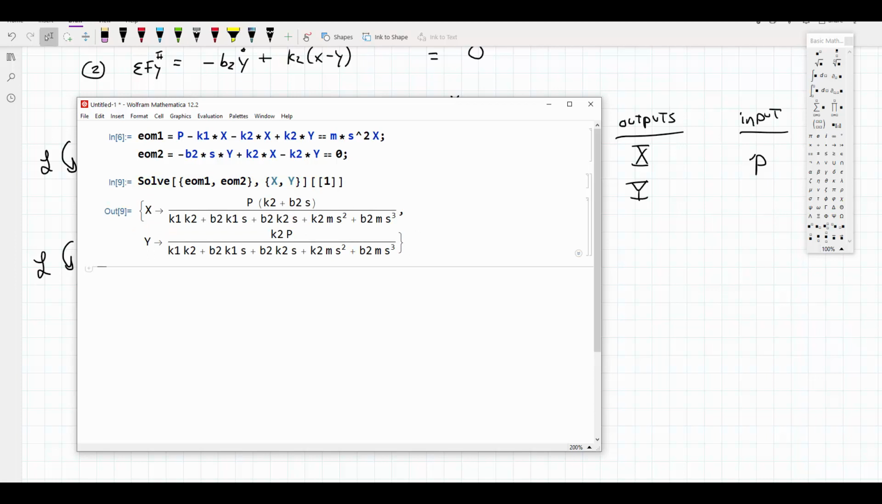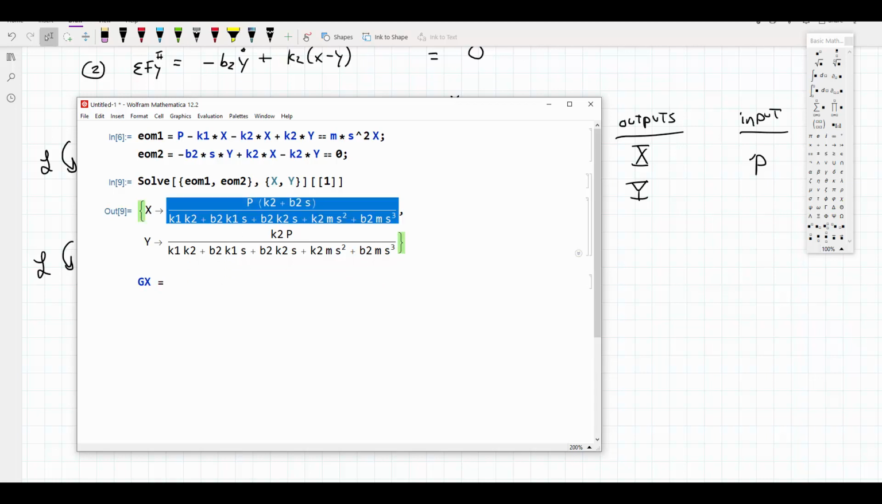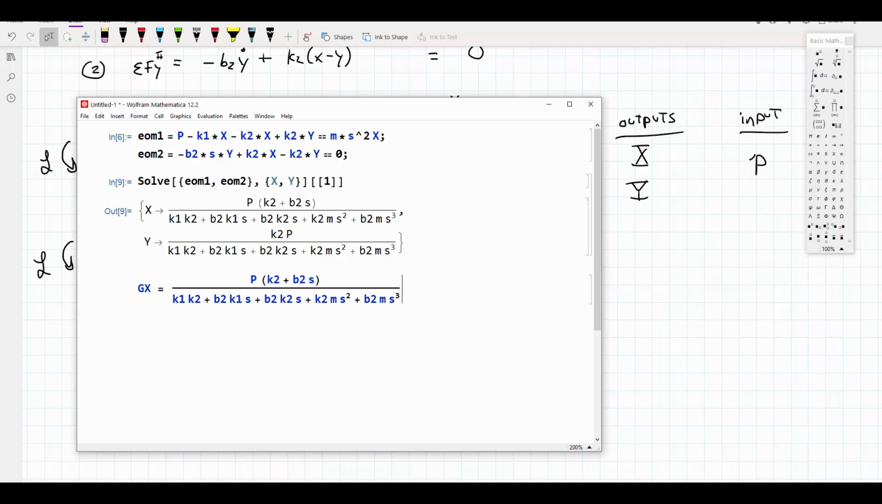All right, now I don't quite have my transfer functions yet because I have this p on the left-hand side. So what I can do now, I will do this manually. I will say gx is, and what I can do is I can really just copy and paste. And what I want to do is effectively divide out by the p. So I'll just put a comment here of what I did. So gx is my x over my p.